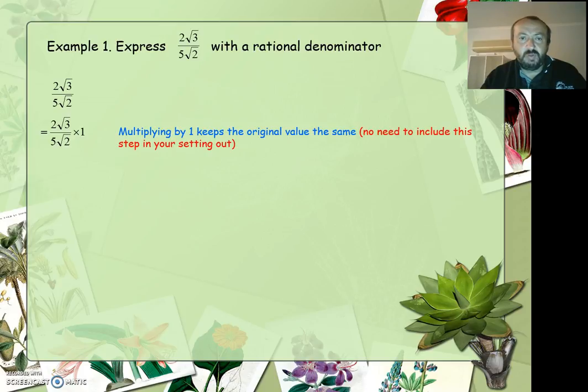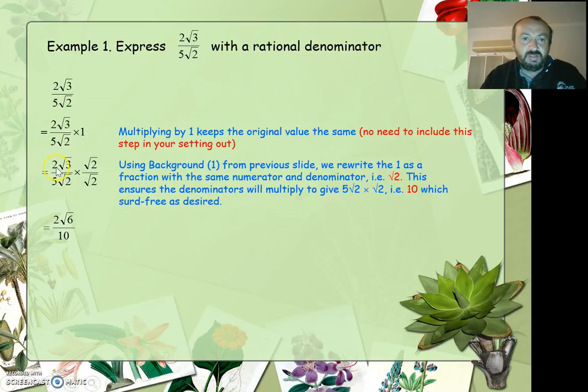Okay, multiplying by 1, that's okay, we understand that. So if you have a look, they've deliberately chosen root 2 over root 2 because that is going to get rid of that surd down the bottom. And that's what we mean by a rational denominator, a non-surd denominator. Multiplying something by root 2 over root 2 is the same as multiplying something by 1. So that should be pretty simple, how this is going to work.